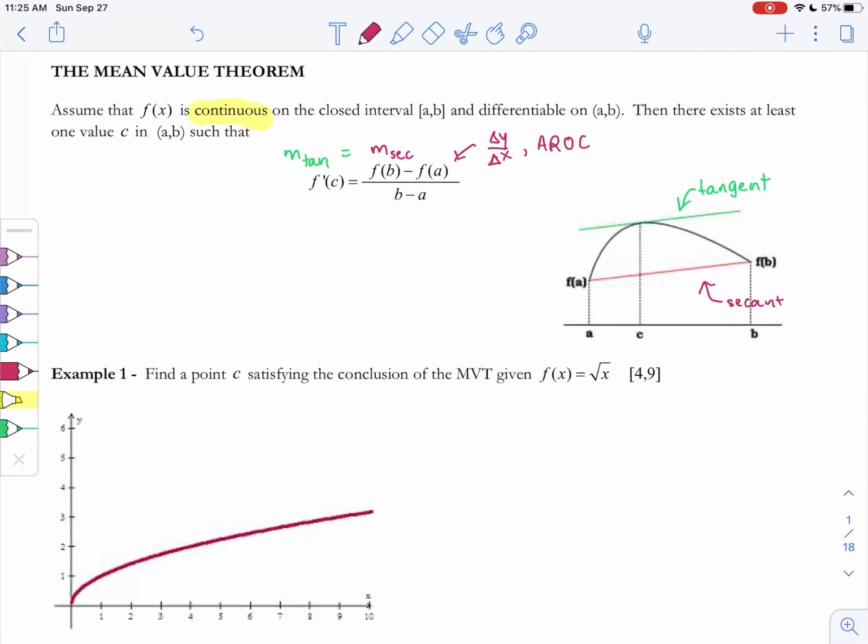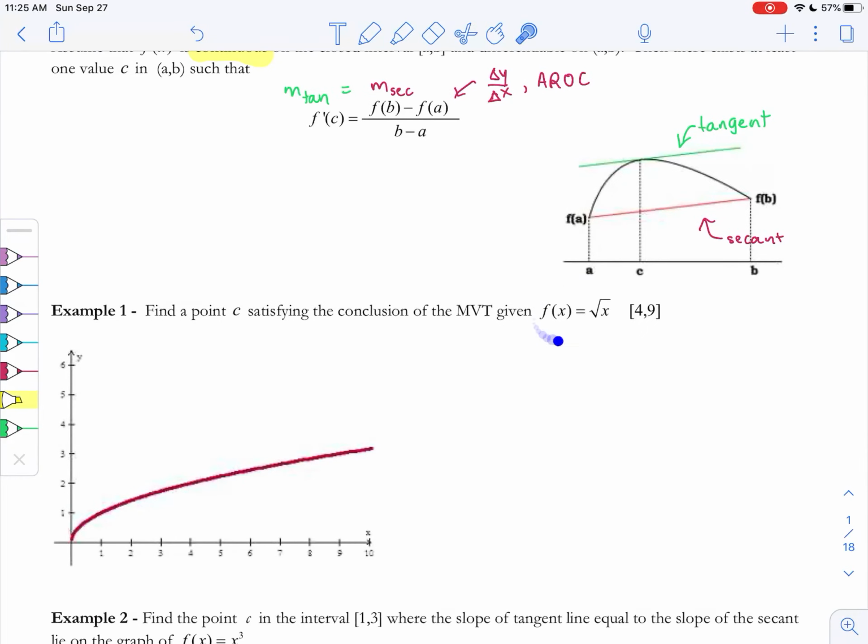In the first example, they asked us to find a value c satisfying the conclusion of the MVT given f of x equals radical x on the interval from 4 to 9. With the requirement of continuity, we're going to make sure that the function we're given, f of x equals square root of x, from what we recall from pre-calc honors, is continuous from 4 to 9. So there will exist a value c such that the MVT can be applied.